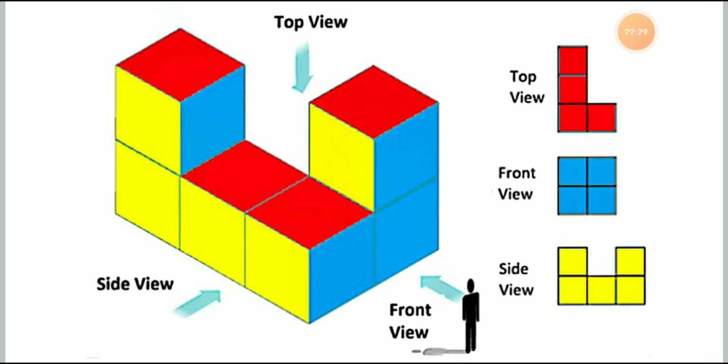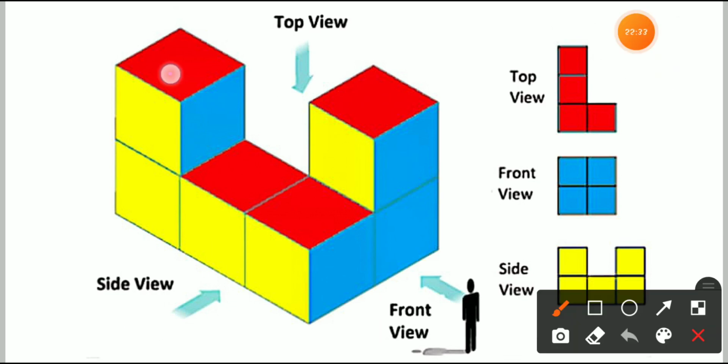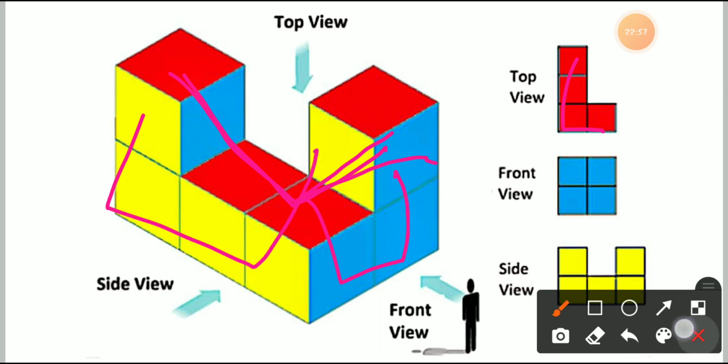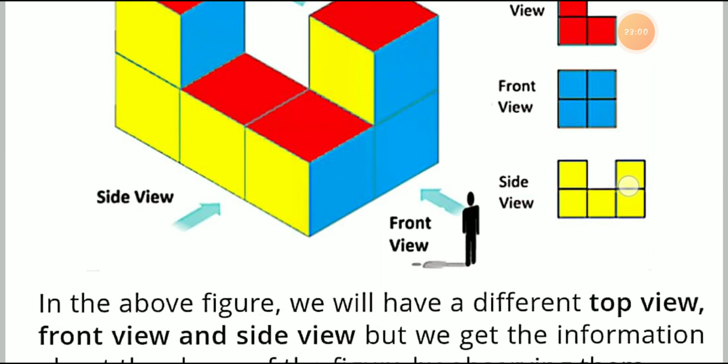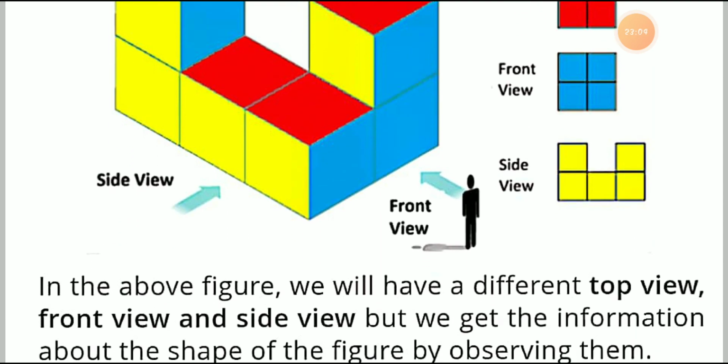So you can see that when we see the top portion, it will become like this L. Yes or no? Imagine 1 2 3, 1 2 3. It will become L. And if you see this figure from the front, this is the front view. So 1 2 3 4, it will look like this. Whereas if you see it from the side, 1 2 3, it will look like U. Like this we have different perspectives, and from different perspectives we get different figures.